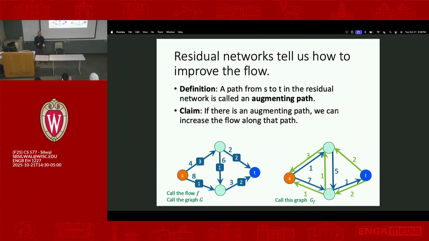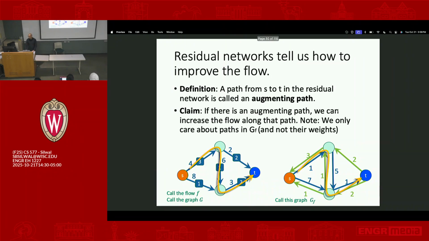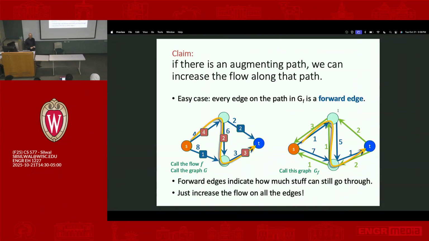But then how do I find these paths? It turns out they are going to be found in this other graph. We'll see that in a bit. But exactly, that's what an augmenting path is. It's just one more path to increase flow on. So the claim is that if we can find an augmenting path, which is a path in this graph, G sub f, from S to T, then I can increase the flow by augmenting on the path. What that means is I found a path where every edge has some capacity left. So of course, if I send stuff on the path from S to T, I can send more stuff.